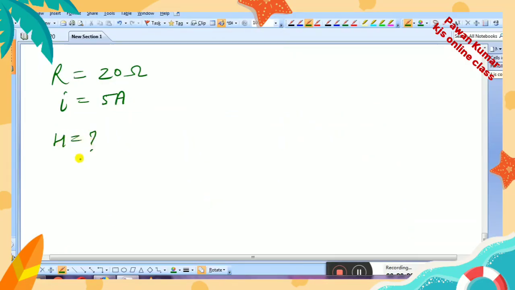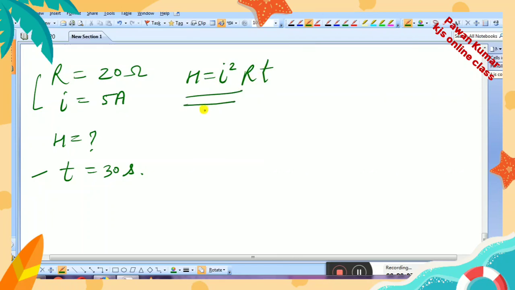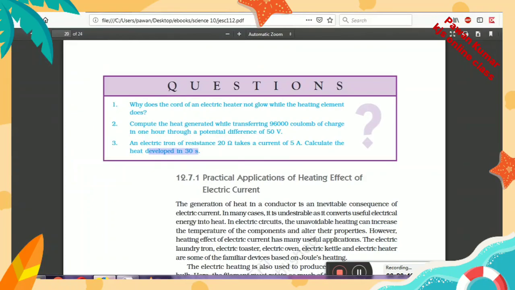Heat developed, time 30 seconds. Very easy question, children. What are the things given this time? H is equals to I square RT. This formula you can apply after seeing all the things. Okay, use this formula and you will get your answer. Very easy question, just value based question, formula based question.